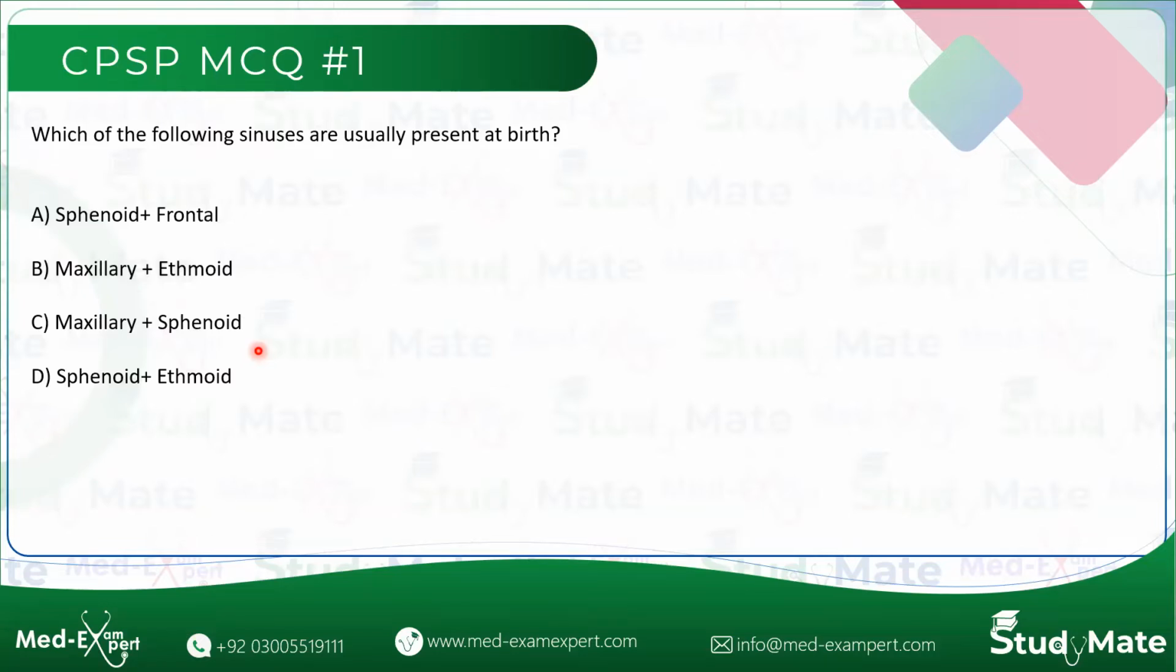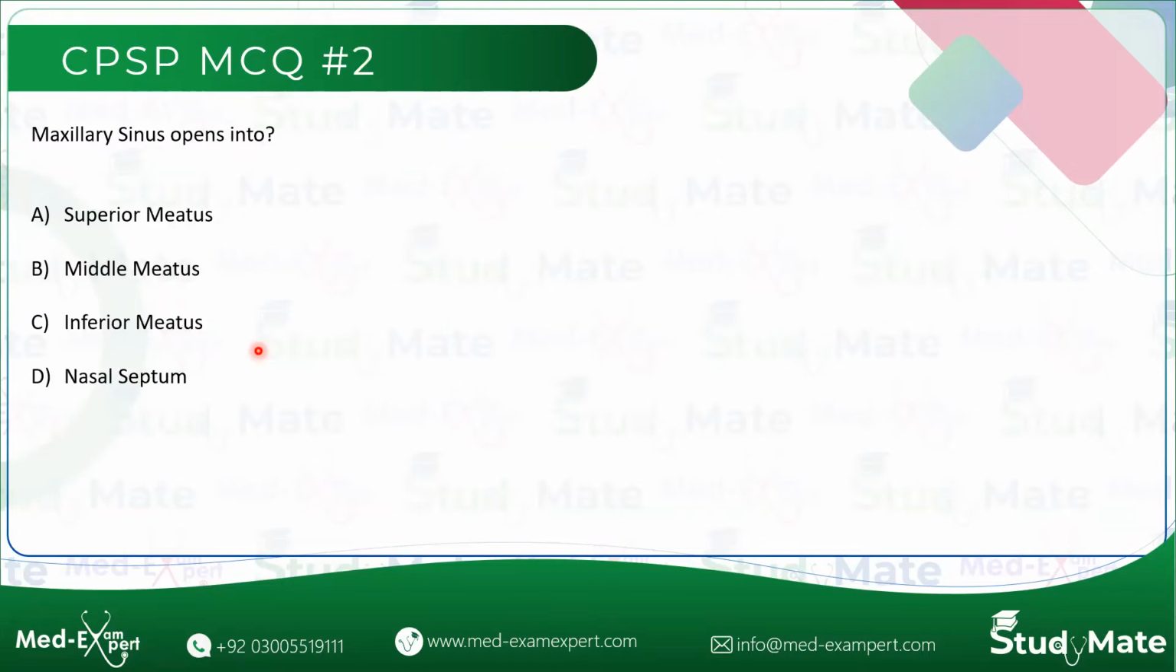Okay, I can see some answers. So next MCQ is maxillary sinus opens into A is superior meatus, B is middle meatus, C is inferior meatus, and D is nasal septum. So whatever option you think is correct, please comment in chat box or on comment section of Facebook Live.